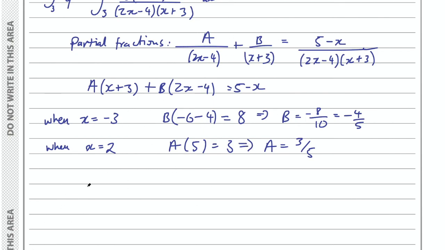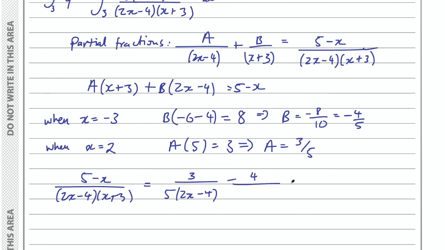We can say that 5 take x all over 2x take 4 times x plus 3 is equal to A over 2x take 4. Well, if A is 3/5, we could write that as 3 over 5 times 2x take 4. Plus B was -4 on 5, so actually this would be a negative here. So we've got -4 on 5 times x plus 3.